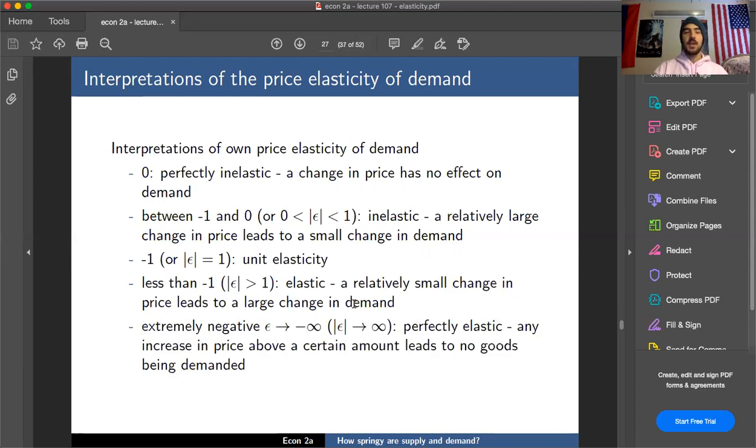Now, if the absolute value of E is approaching infinity, it's perfectly elastic. Any increase in the price leads to no goods being demanded.